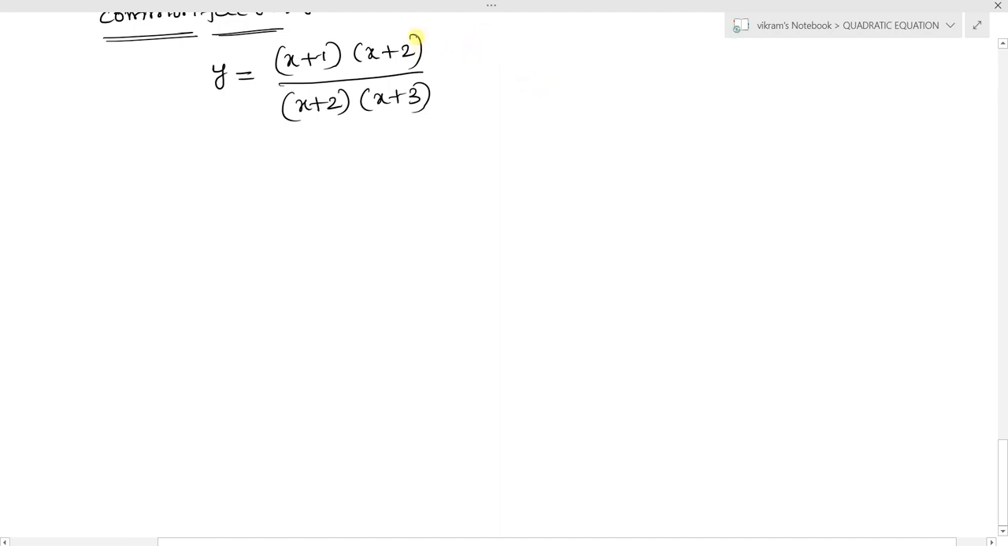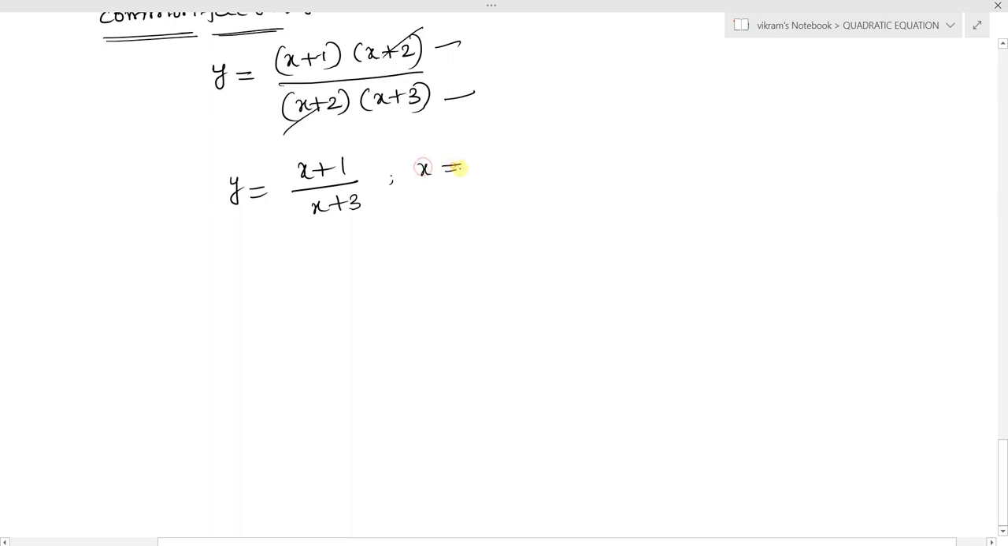So if we cancel this out, what do we get? y equals x plus 1 by x plus 3, which becomes linear by linear, but actually it is quadratic by quadratic that is converted into linear by linear.